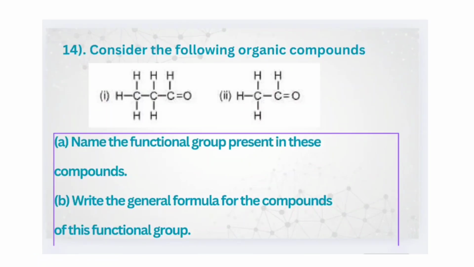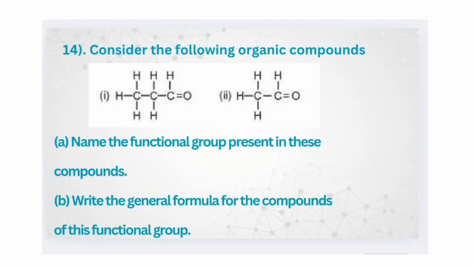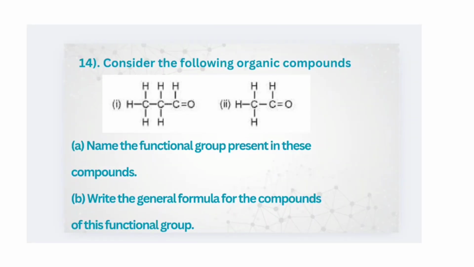14th question. Consider the following organic compounds. Here 2 organic compounds are given. First of all, you have to find out sub-question A. Name the functional group present in this compound. Look at the diagram and analyze the functional group. The first one, CHO, that means aldehyde. Here also CHO. So in both cases, the functional group is the same, that is aldehyde.